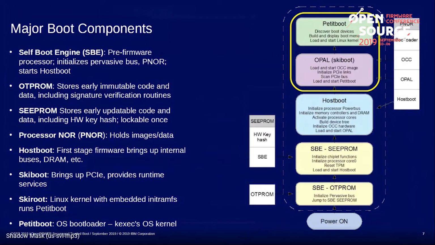And then skiroot is what skiboot hands over control to after it finishes. And it's actually a Linux kernel with an embedded RAM file system that runs petitboot in its user space. And petitboot is what's used to kexec the OS kernel finally. So the little gold box there represents what my team is presently working on now. It's higher up in the stack. And everything below it already has a secure and trusted boot capability.